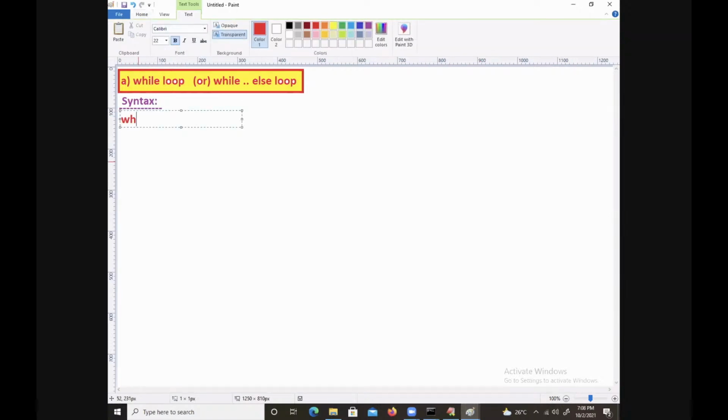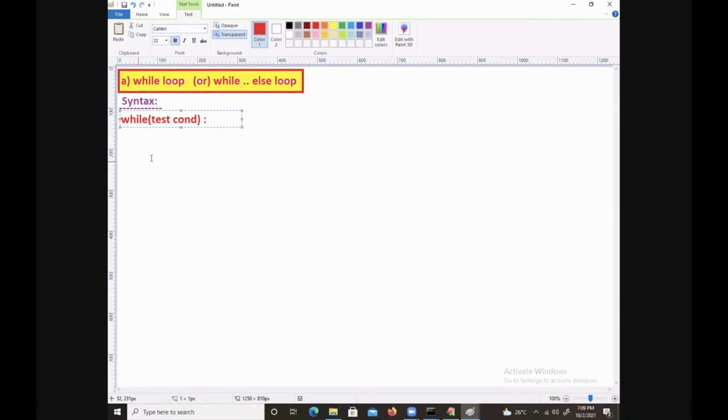While is a keyword. There I will write the test condition. Then the indentation symbol as usual. While, test condition, indentation symbol as usual.